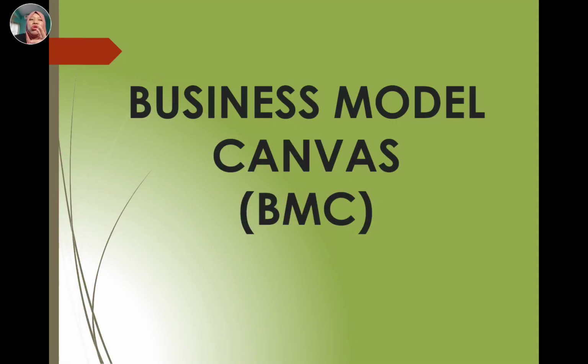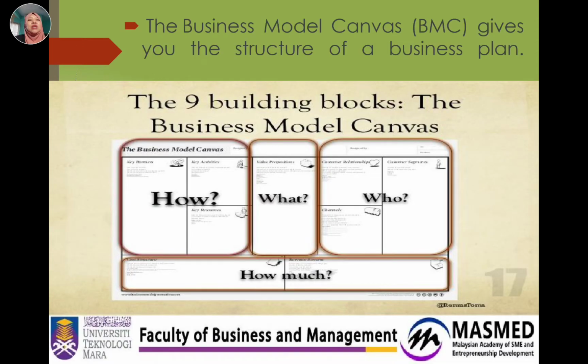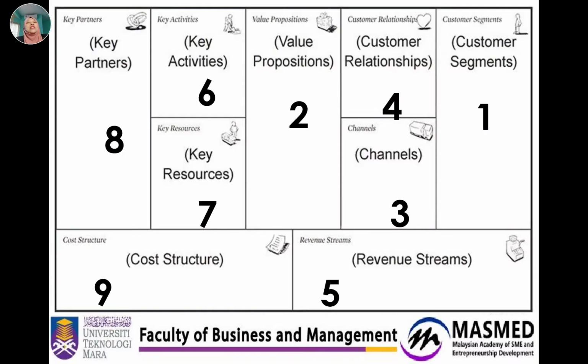Alright, so business model canvas. Okay, we move on to the second tool in entrepreneurship, which is BMC. Alright, so there are 9 blocks in BMC. Actually, BMC is some sort of business plan, but it's simpler compared to a business plan. There are 9 areas: how, what, who, and how much. These are the questions that we need to answer in this BMC.